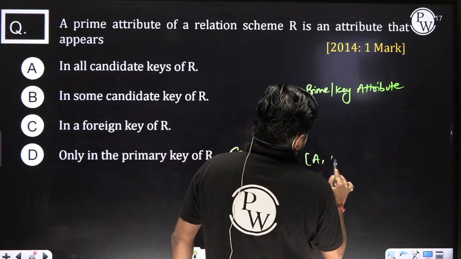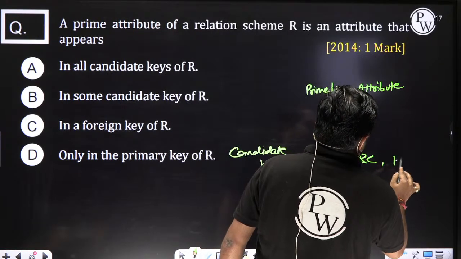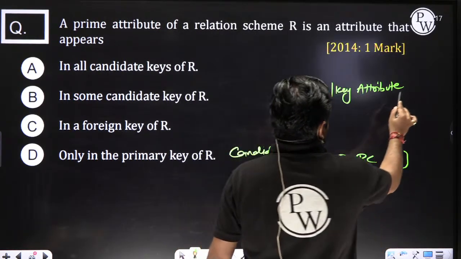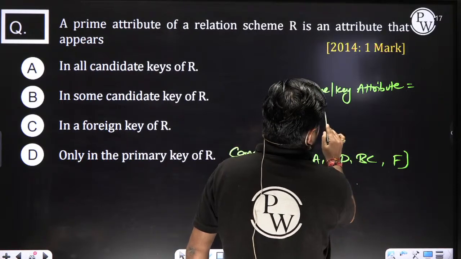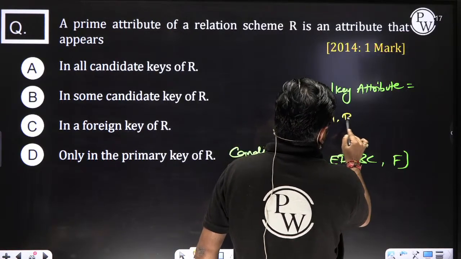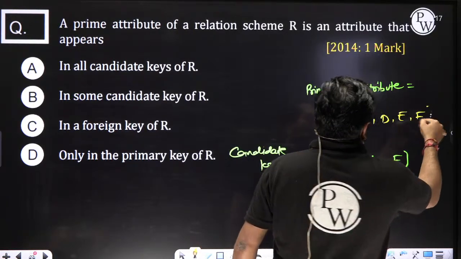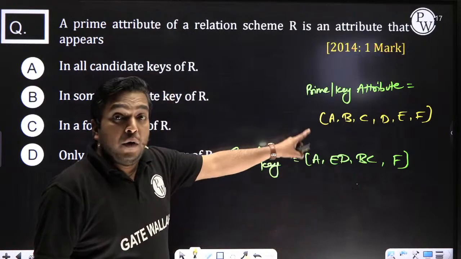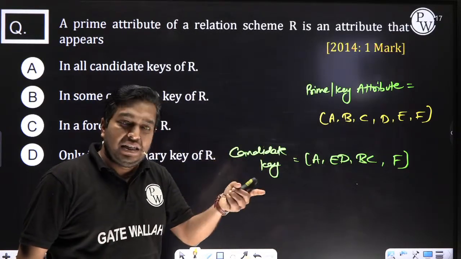A and F, what are the prime attributes? Prime attributes are A, comma B, comma C, comma D, comma F. Now you let me know, is A present in all candidate keys?